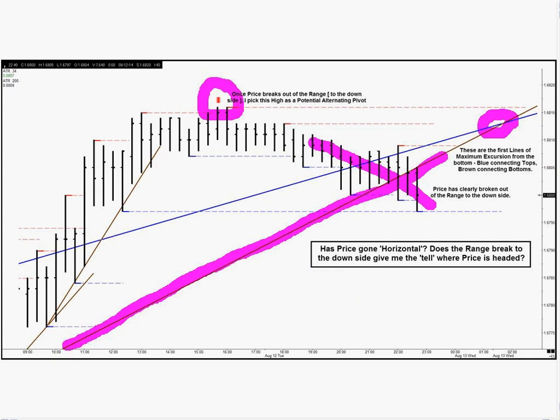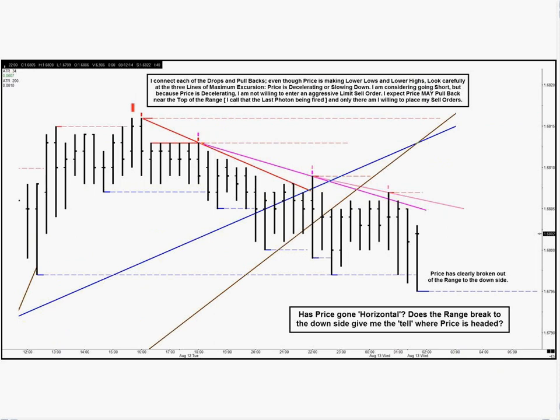Okay. Has price gone horizontal? That's what we want to know. Does the range break to the downside give me that tell where price is headed? Or is it simple consolidation? So let's look. I connect each of the drops and pullbacks. Even though price is making lower lows and lower highs, look carefully at the three lines of maximum excursion.